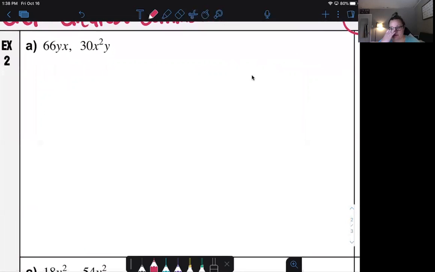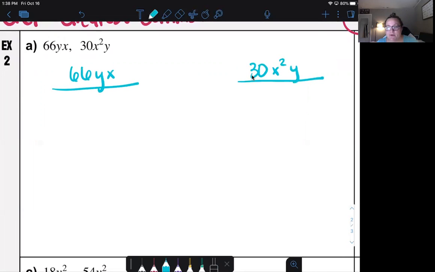We have 2 terms here, 66yx and 30x squared y. You're gonna write them out with their prime factors. So you're gonna take 66yx and 30x squared y, and you're gonna write their prime factorization. What that means is what multiplies by what to get 66yx. So 66yx is really 66 times y times x. Well, 66 isn't prime. Well, what multiplies to get 66? Well, 6 times 11.